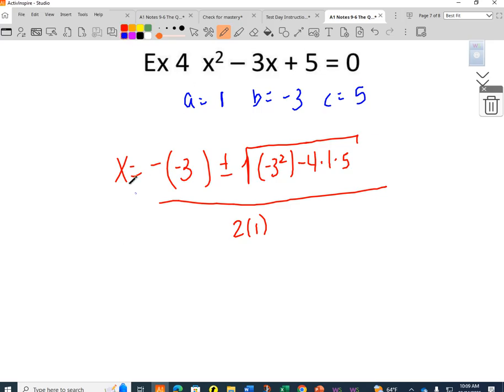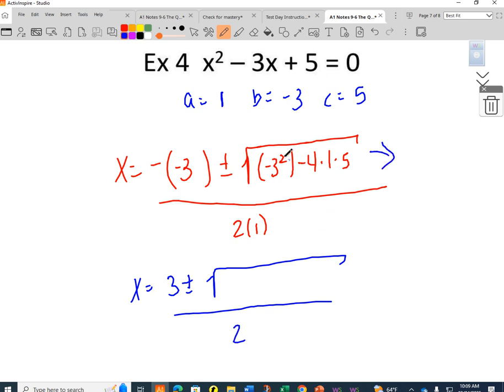Okay, so our next step: it was already in standard form, we identified A, B, and C, we plugged in, and now we're going to simplify. The opposite of negative 3 is positive 3, and we're going to put that over 2. We're going to do this with our calculator real quick. Negative 3 squared minus 4 times 1 times 5. You should find that that is negative 11. Is that what y'all got? Do you have negative 11?